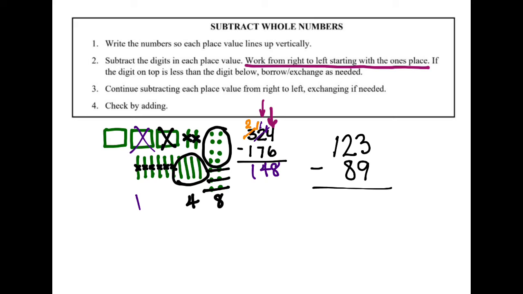Okay, starting with the ones place. I can't take 9 away from 3, can I? So I'm going to take one of these 10s, so now I only have 1 left. And the one that I took, I'm going to break into singles, into units. So now I have 13.